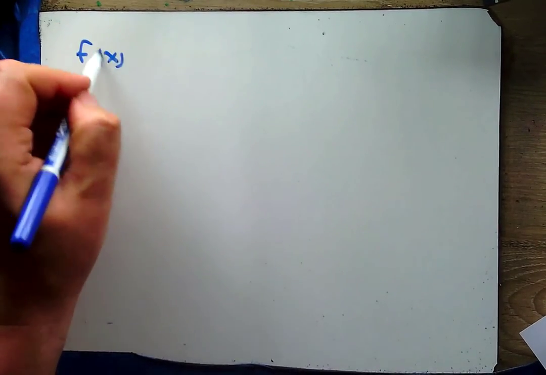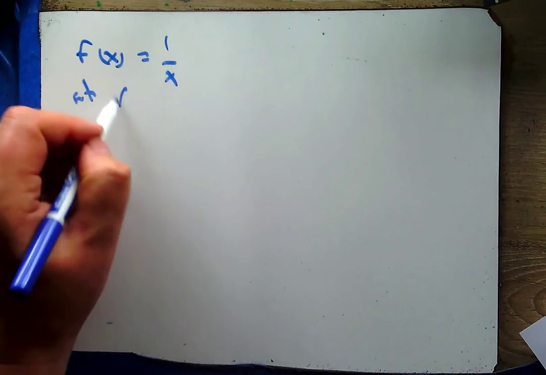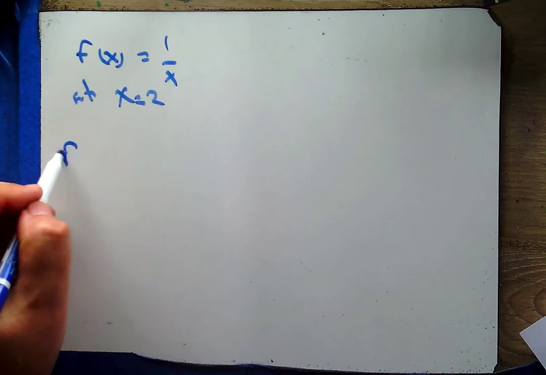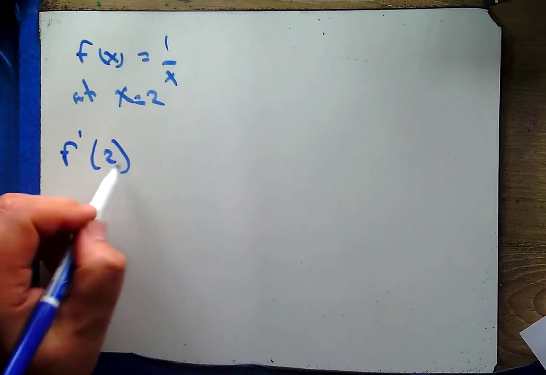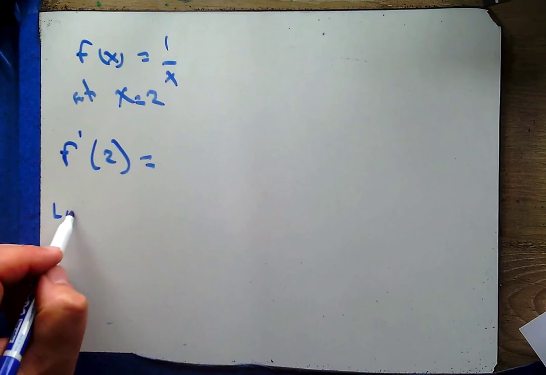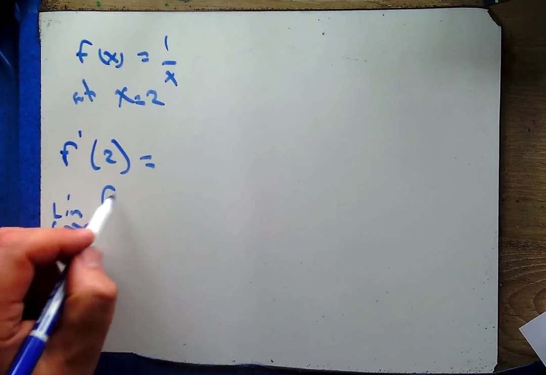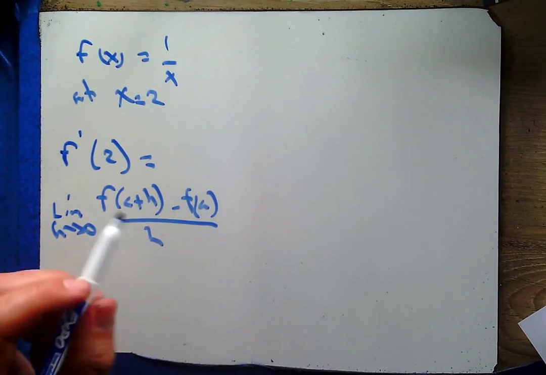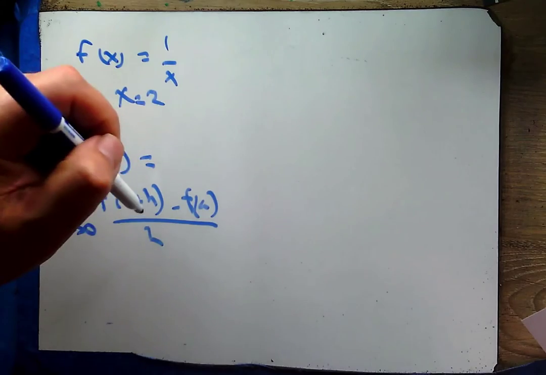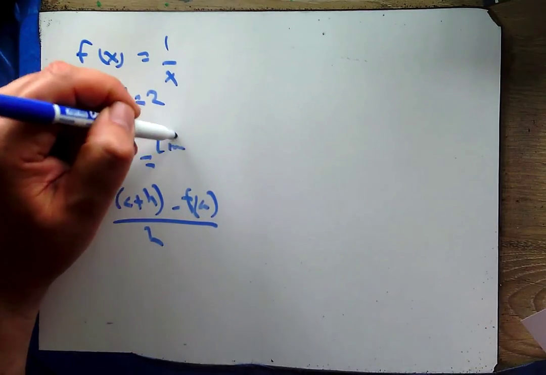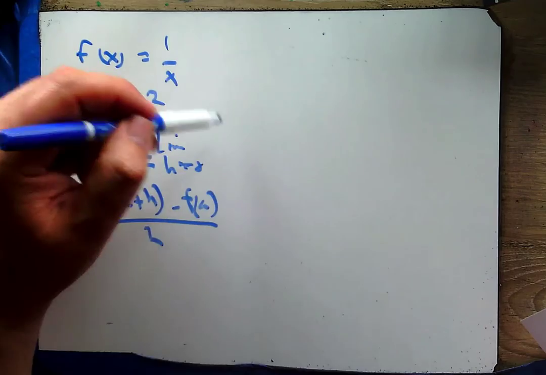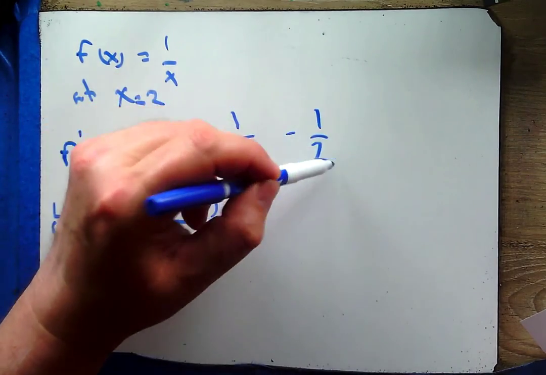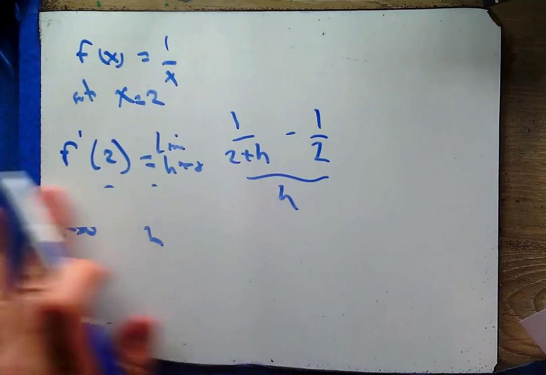f of x equals 1 over x, and x equals 2. So, how about f prime of 2 equals, and I'm going to use the limit as h heads to 0 of f of a plus h minus f of a all over h. So our a value is 2. So this is now going to be the limit as h heads to 0 of 1 over 2 plus h minus 1 over 2 all over h.